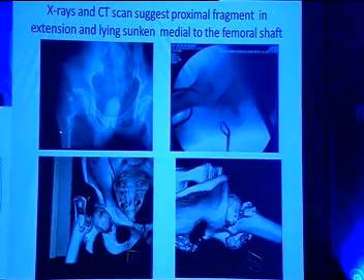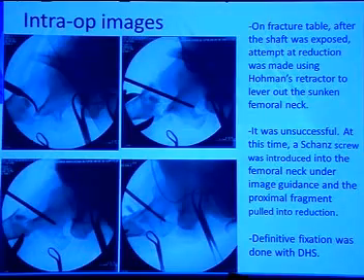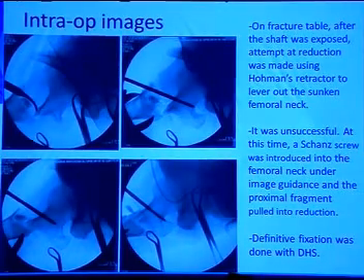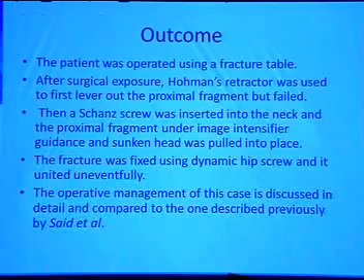Where you can see this fragment, and in this lateral view on table, it's a long spike in the proximal fragment. We tried to lever out the sunken femoral neck. However, it was unsuccessful. At that time, we introduced the Schanz pin in the neck, and then we levered out the proximal fragment into reduction. And then definitive fixation was done with a dynamic hip screw.